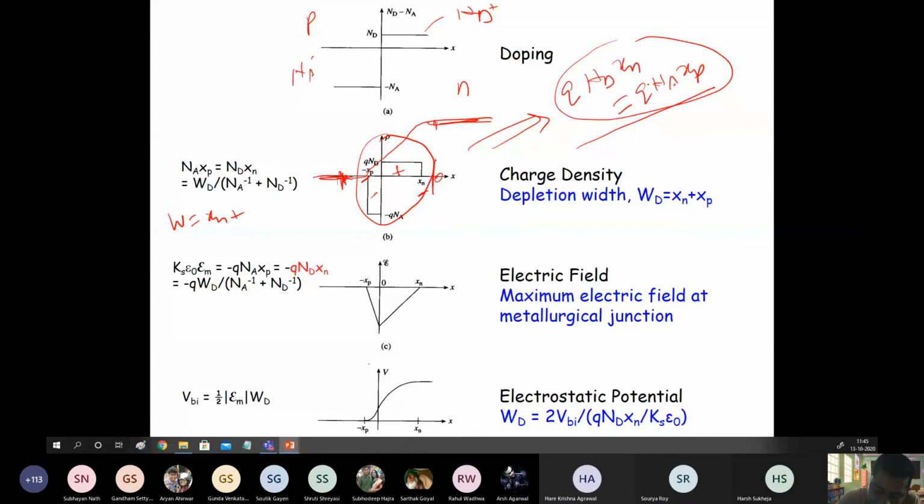You can write Xp from this relationship in terms of Xn and Nd by Na. From this you can get Xn. Xn becomes W Na by Na plus Nd, or Xn times Nd becomes W Na Nd by Na plus Nd. So that's the expression you get. This is equal to the total width divided by the inverse of Na plus the inverse of Nd.